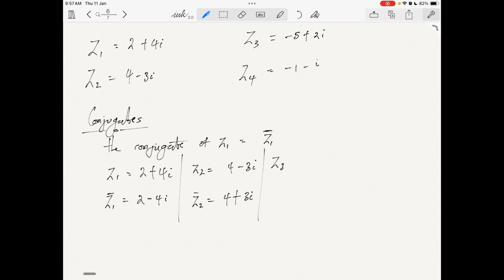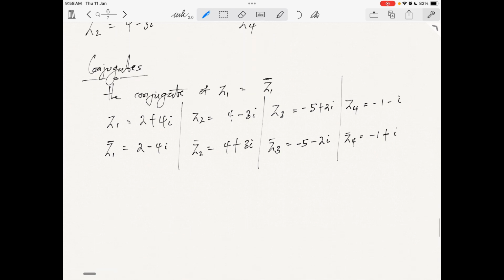If z3 is minus 5 plus 2i, our conjugate of z3 will be minus 5, and we are changing the sign of 2i, which is positive here, to become negative, minus 2i. And finally, our z4 is minus 1 minus i, then we are going to have a conjugate of minus 1 plus i, since the sign here is negative and it becomes positive.